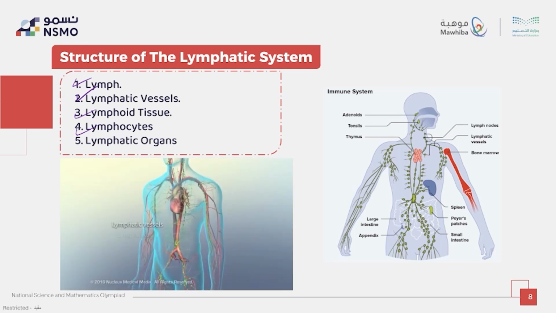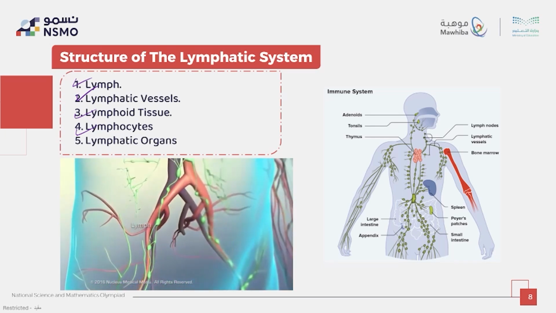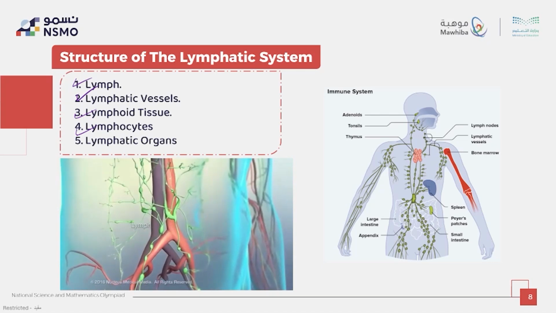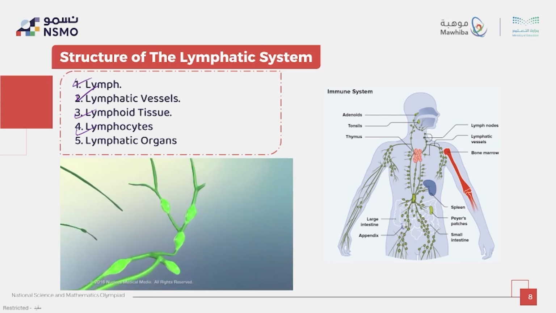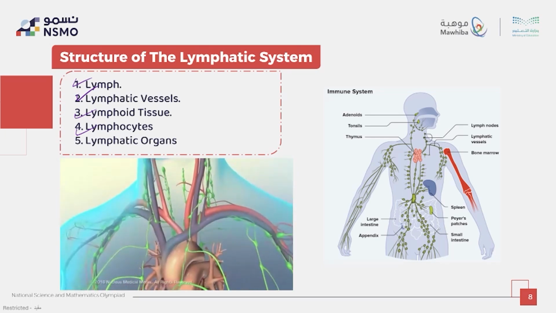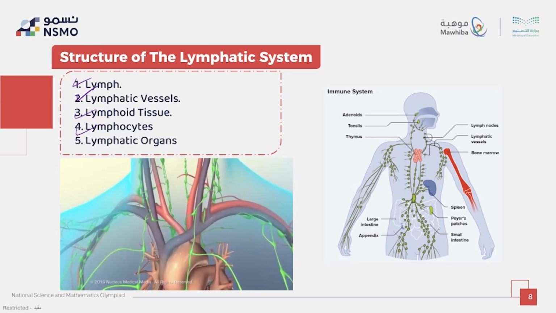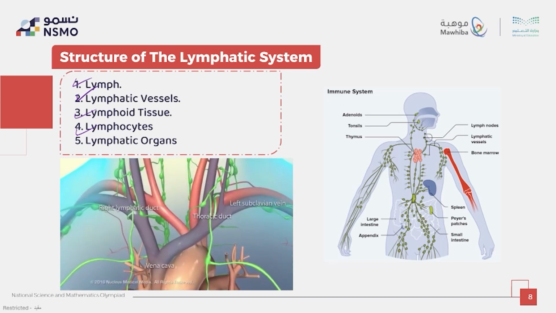Lymphatic vessels, also called lymphatics, carry a watery fluid known as lymph from body tissues. Filter lymph through packets of lymphoid tissue called lymph nodes and return it to the bloodstream through a series of larger vessels.